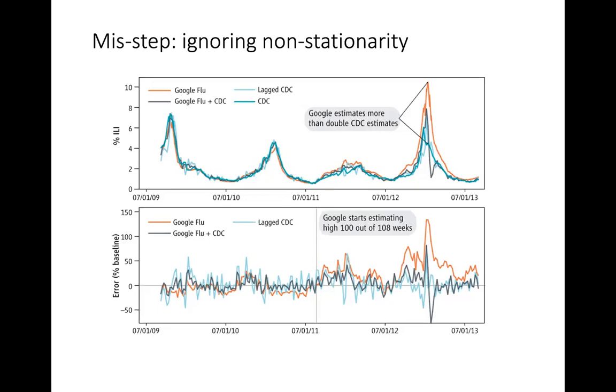Essentially, the relationship between people having flu symptoms and doing a Google search about flu symptoms changed in some important way between 2010 and 2012. And that non-stationarity in the system caused a really big error in prediction. So that's an example of through time, but I'm also going to talk about an example over space in a minute.